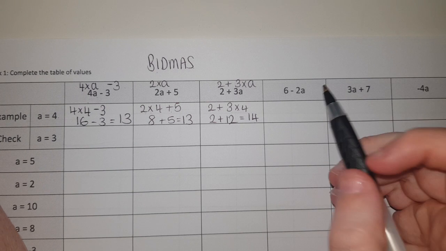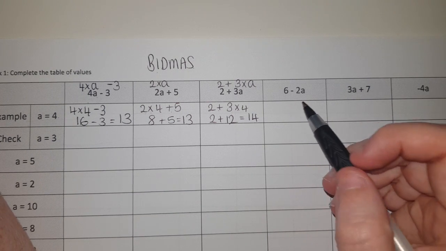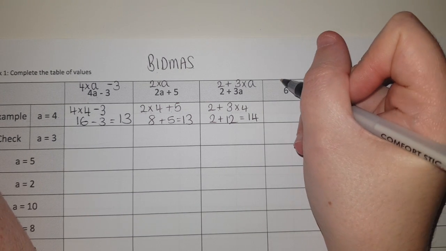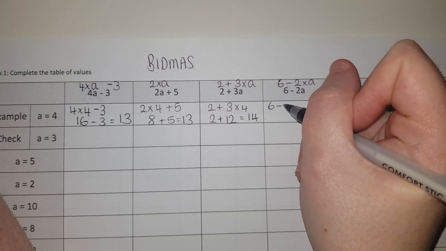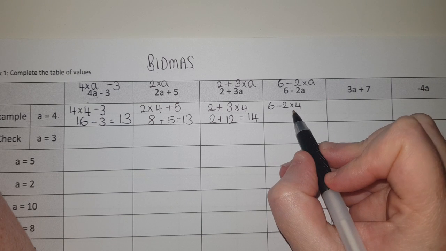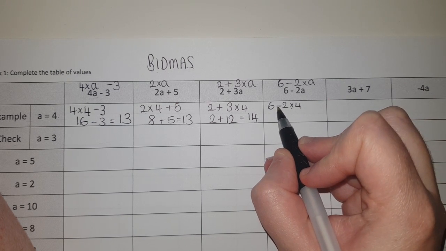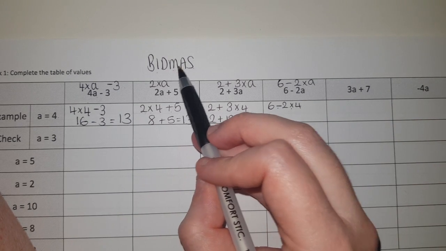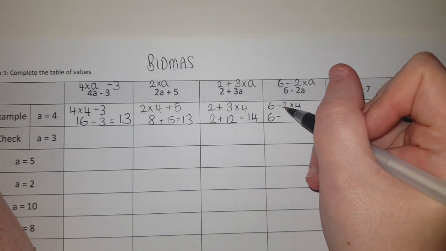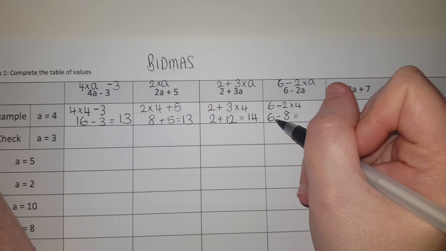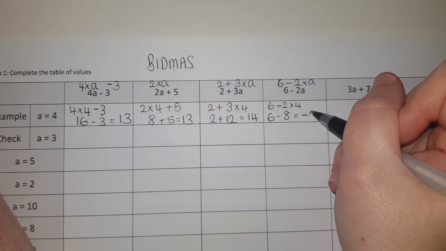If I look at the next one, and be very, very careful with the subtraction ones, you need to keep things in the right order. I've got 6 subtract 2 times a. So I've got 6 subtract 2 times 4. And the multiplication comes before subtraction in BIDMAS. Okay, multiplication, then subtraction. So the 6 and the minus are going to stay as they are for a minute. 2 times 4 is 8. 6 subtract 8 is minus 2.